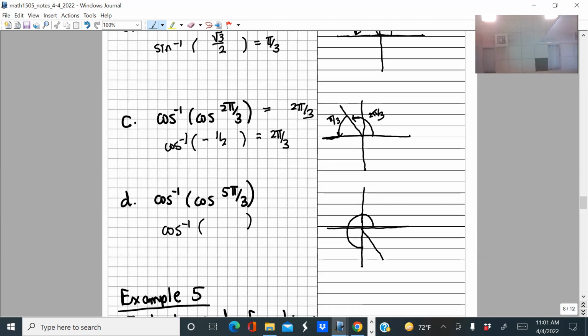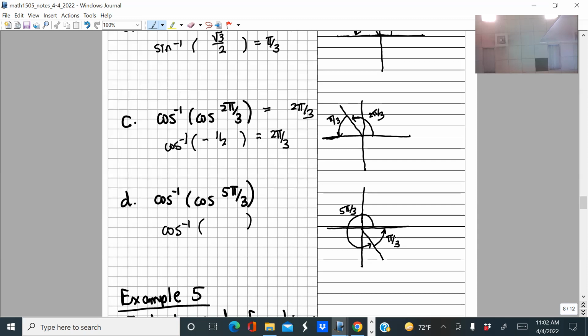Yeah, it's way over there, right? So there's 5 pi over 3, because the reference angle is this angle, which is still pi over 3, right? So the cosine of 5 pi over 3 is the same as the cosine of pi over 3, except we have to get the sign right.